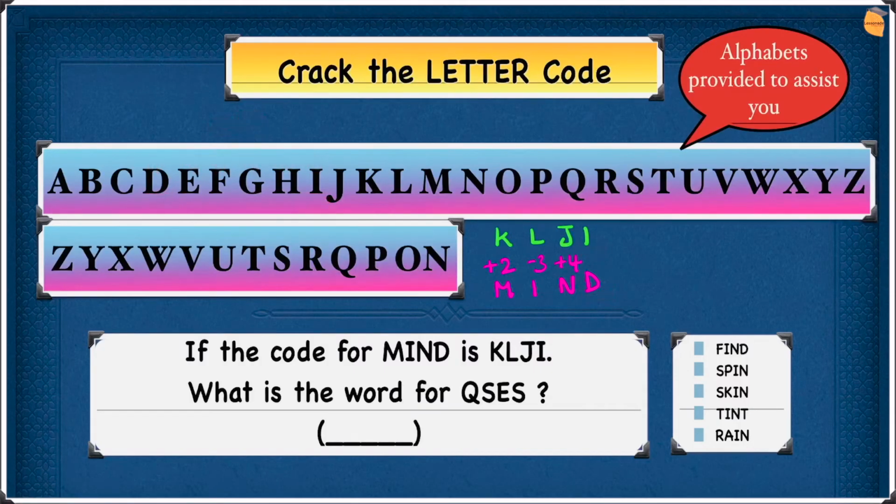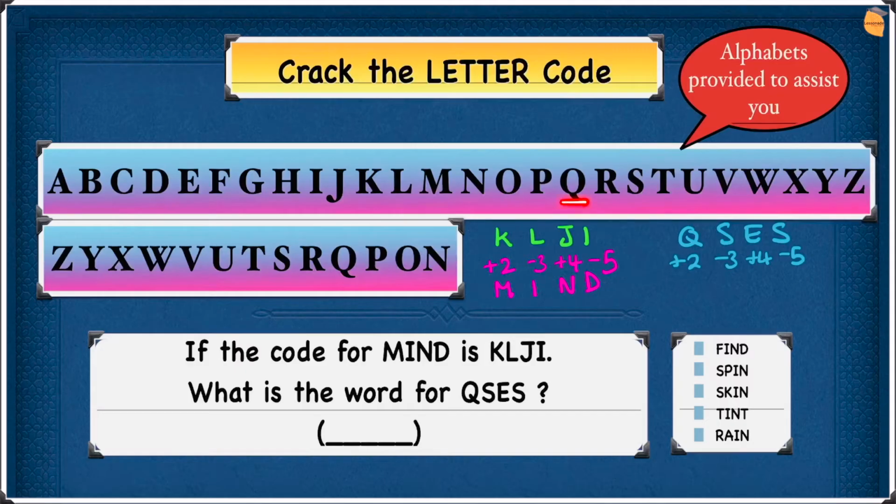So write -5. Now we have to do these steps to QSES. So write QSES first. Now we have to add 2 to Q. You have to take away 3 from S, +4 to E, and take away 5 from S. So now let's do this. So Q, we have to add 2 to this Q.